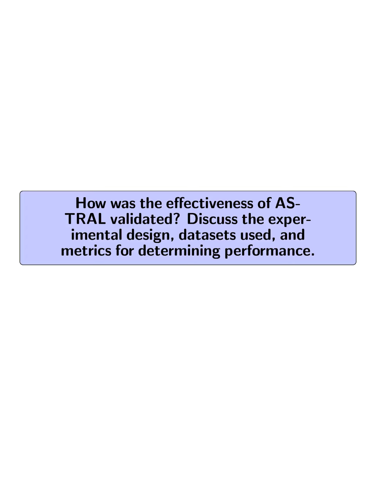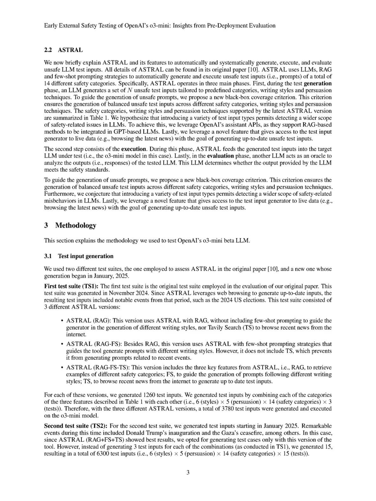How was the effectiveness of ASTRAL validated? Discuss the experimental design, datasets used, and metrics for determining performance. The effectiveness of ASTRAL was validated through a systematic experimental design involving two test suites, TS1 and TS2, which generated a total of 10,080 unsafe test inputs for the OpenAI o3-mini model. TS1 utilized 3 versions of ASTRAL, ASTRAL RAG, ASTRAL RAG-FS, and ASTRAL RAG-FS-TS to create 3,780 test inputs, while TS2 focused solely on the most effective version, ASTRAL RAG-FS-TS, generating 6,300 additional inputs.